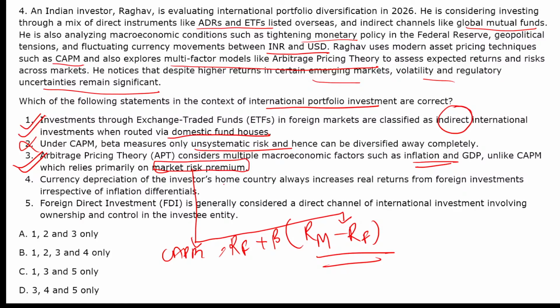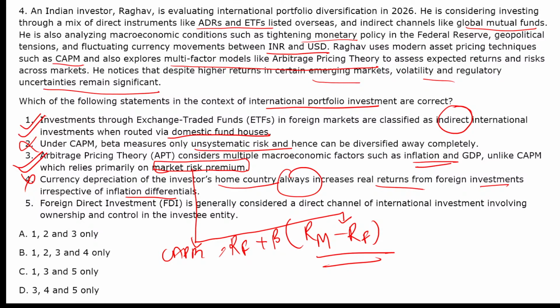Currency depreciation of investors' home currency, for example for India, the rupee has depreciated, always increases real returns from foreign investments, irrespective of inflation differentials. Do you think this is correct? Wrong. Inflation should be considered. Yes, depreciation of our own currency. For example, in the previous question, rupee went from 93 to 98. It was depreciated so much. It was increasing our investment, but if the inflation differences are not taken into account, then this is of no use. So this is incorrect.